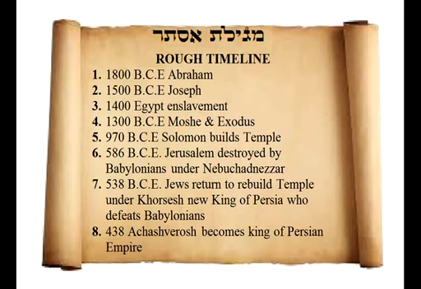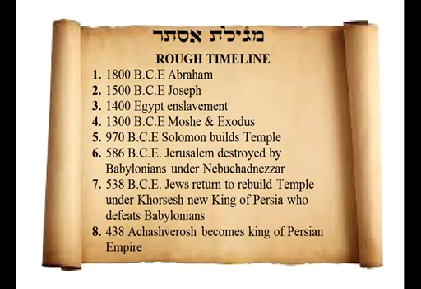The next major event is a major catastrophe to the Jewish people, where Nebuchadnezzar, the Babylonian, begins the Babylonian exile, destroys Jerusalem, destroys the temple, and takes the Jewish people, almost all of them, lock, stock, and barrel, to Babylonia. This occurs in approximately 586 BCE.